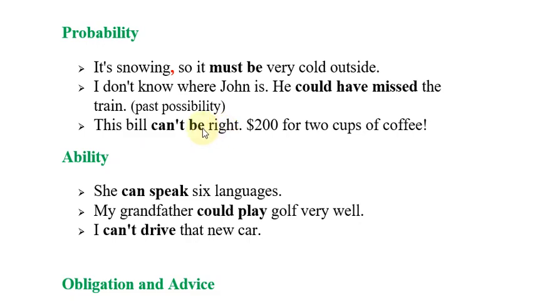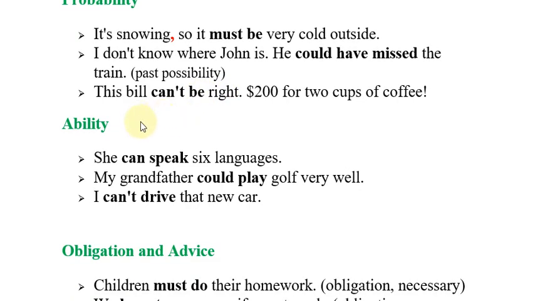The next part is ability. You're able, she is able, he is able to do something. She can speak 6 languages, means she is able to speak 6 languages. My father could play golf very well. My father had the ability or still has the ability to play golf. I can't drive that new car. Means I don't know how to drive that new car. I'm not able to drive that new car.